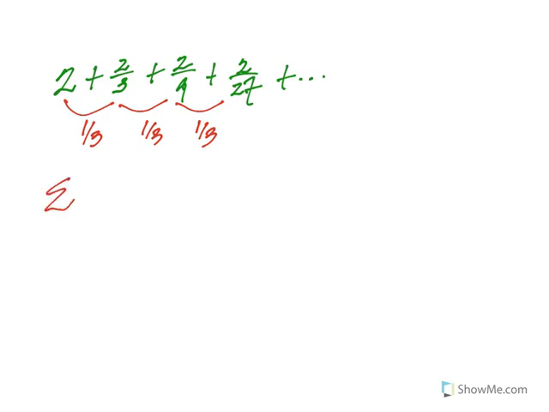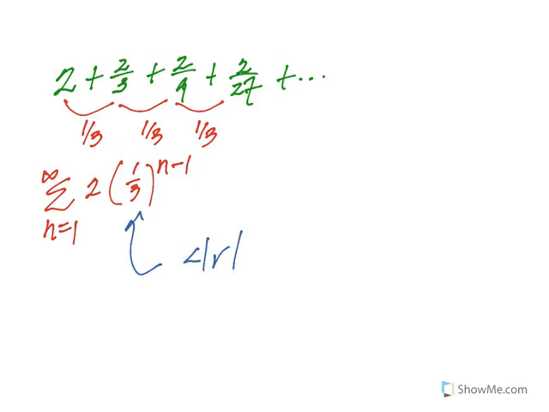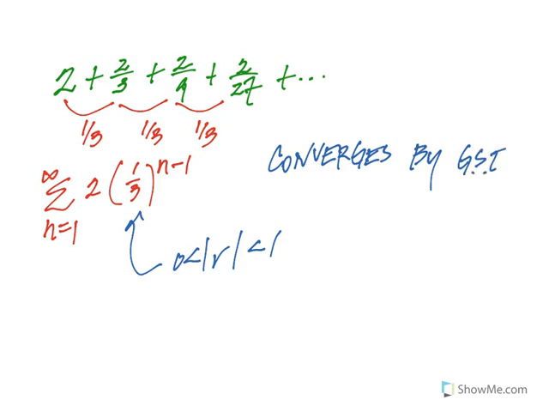All right, so really, here's what we're adding together. You've got n equals 1 to infinity of 2 times 1/3 to the n minus 1 power. My r here, the absolute value of that r, definitely falls between 0 and 1. So you would say that this converges by the geometric series test, since your r falls between 0 and 1.